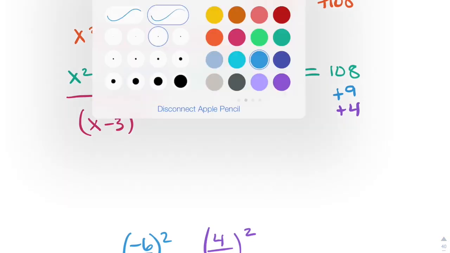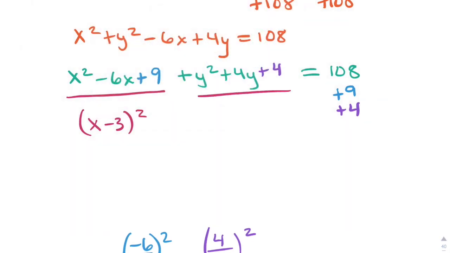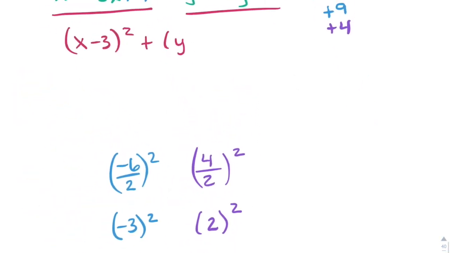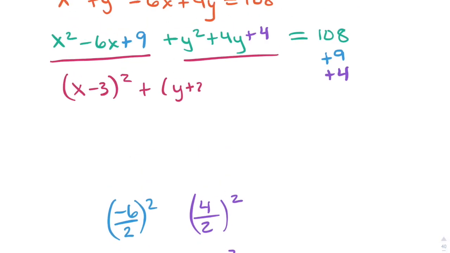Now check out this one. I get plus y, and then what did I get? Oh, I got a 2. Okay, so it's y plus 2 squared. All I'm doing is taking the numbers I added to each one of them, which really could have been broken off the 108 before it moved over. But again, get it out of the way. I now have a perfect h and a perfect k.